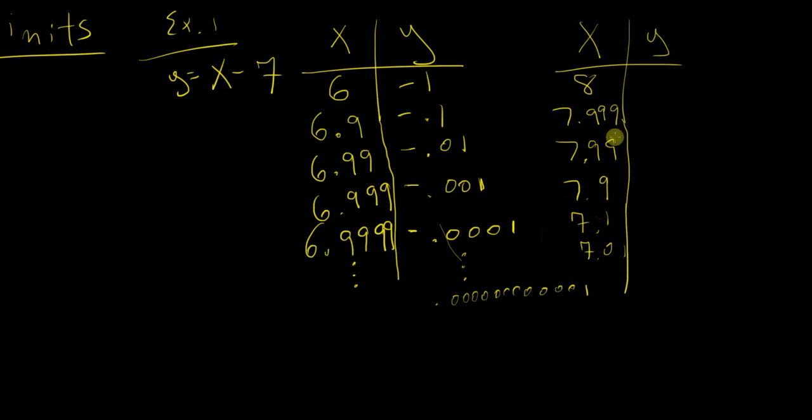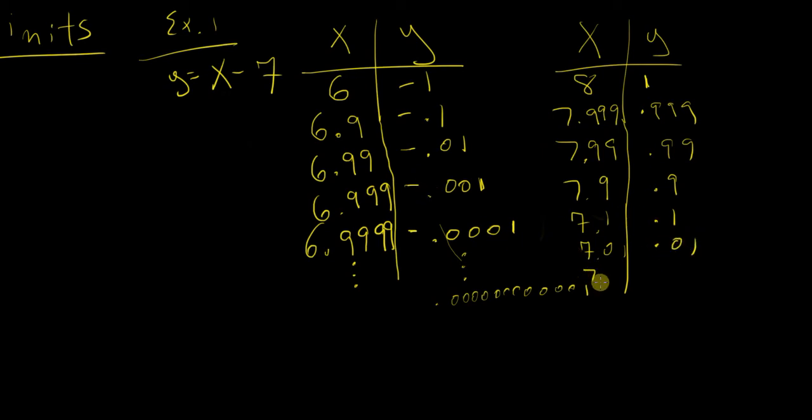So 8 minus 7 is 1. 7.999 minus 7 is 0.999. 7.99 minus 7 is 0.99. 7.9 minus 7 is just 0.9. 7.1 minus 7 is just 0.1. 7.01 minus 7 is 0.01.